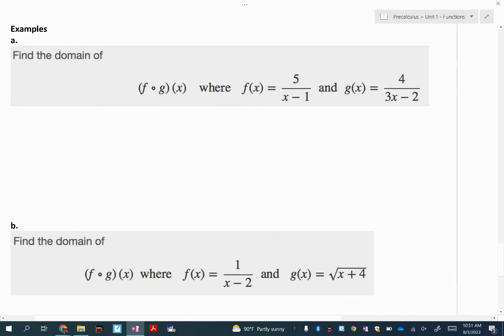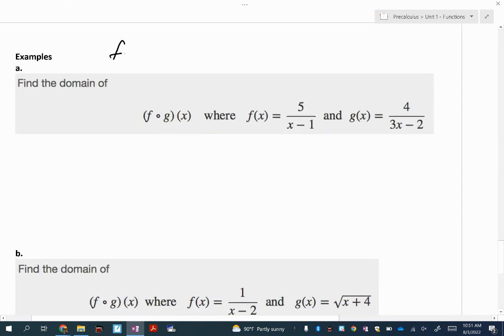We want to find the domain of f of g of x. So I'm just going to do it up here. I'm going to do the f of x function, 5 over box minus 1, and I'm going to put in my 4 over 3x minus 2 inside the box.